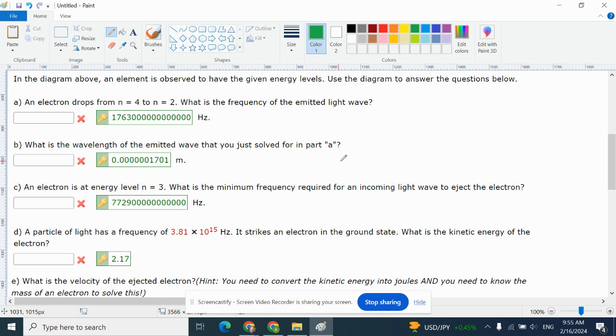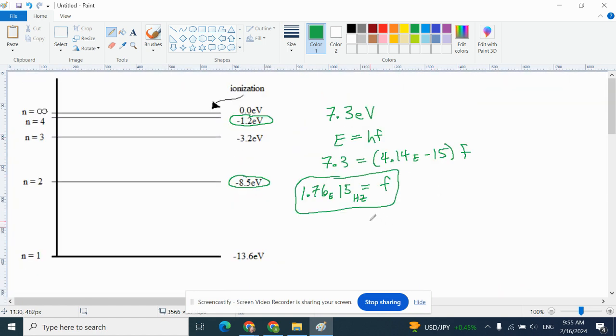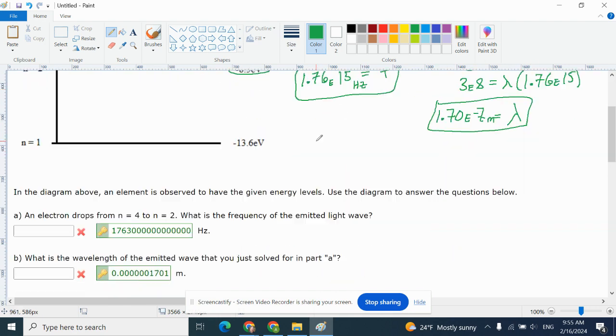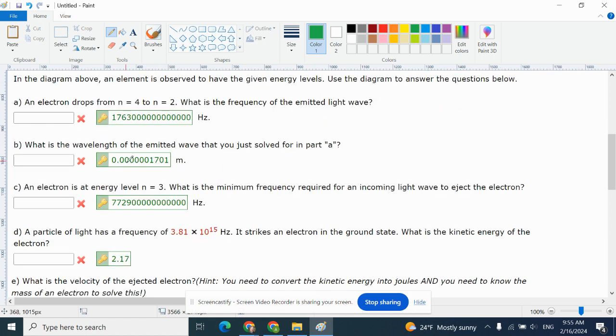What is the wavelength emitted based on that frequency? So we'll say c equals lambda f. c, the speed of light, is 3e8. f was just solved for. 3e8 divided by 1.76 e15 is going to yield 1.70 e negative 7 meters, according to my calculator. So we're looking at 170 nanometers. 1.70, 1, 2, 3, 4, 5, 6, 7, and that checks out.